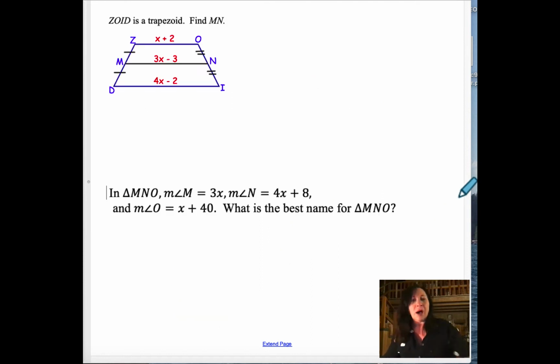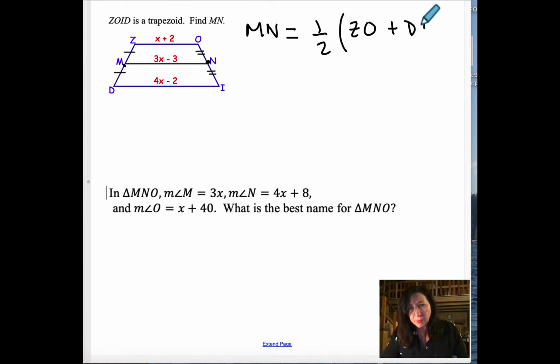Okay? This problem here, ZOID is a trapezoid. Find MN. MN is this length in the middle. What you should remember about a trapezoid is that the median, which is this length right here that connects the 2 midpoints, is half as long as the sum of the bases. So for the median, MN is equal to half the lengths of the bases, so ZO plus DI. That's what it means.